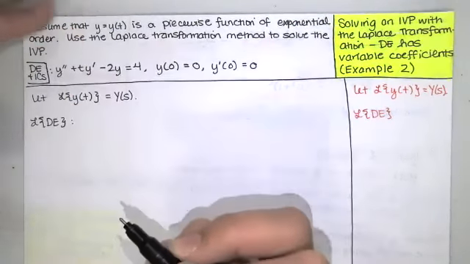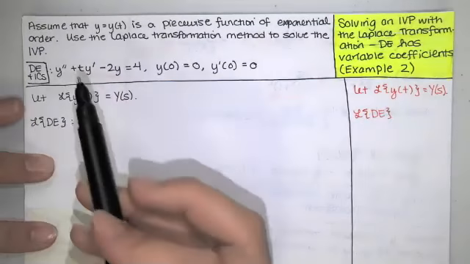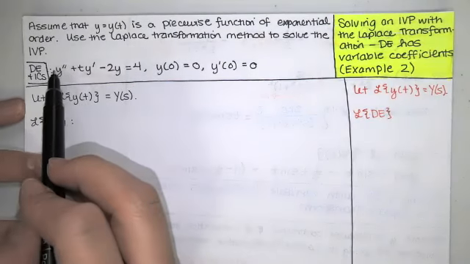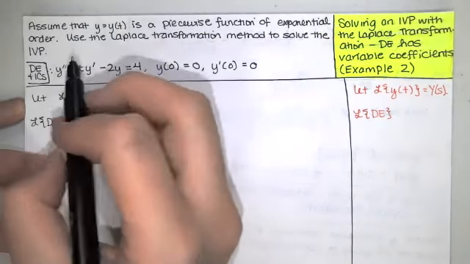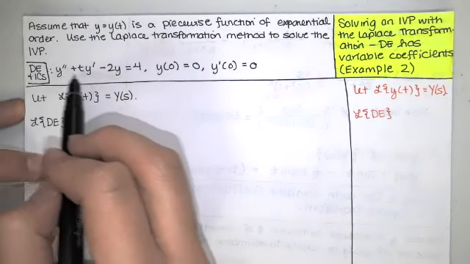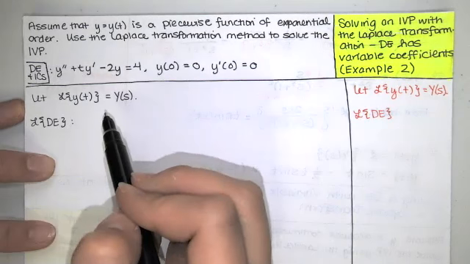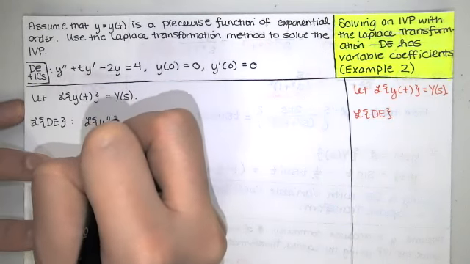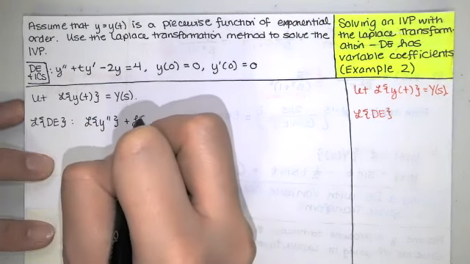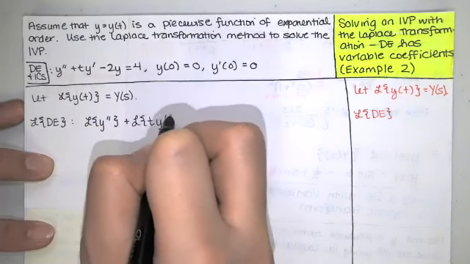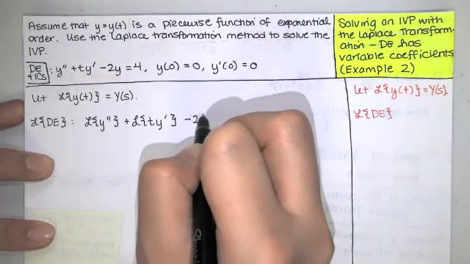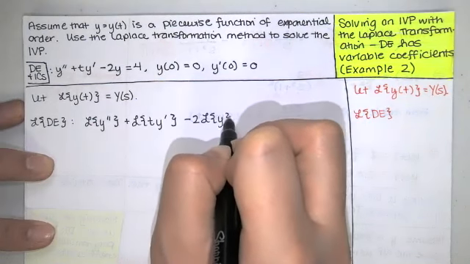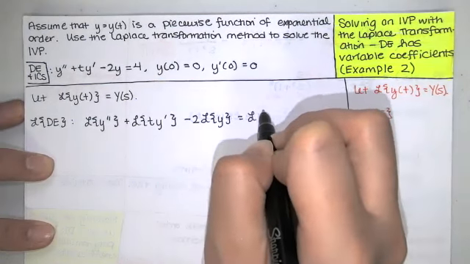Since the Laplace transformation is a linear operator, the Laplace transform of the left-hand side is just a sum of the Laplace transforms of each of the terms. So we'll have the Laplace transform of y double prime plus the Laplace transform of t times y prime minus 2 times the Laplace transform of y equals the Laplace transform of 4.